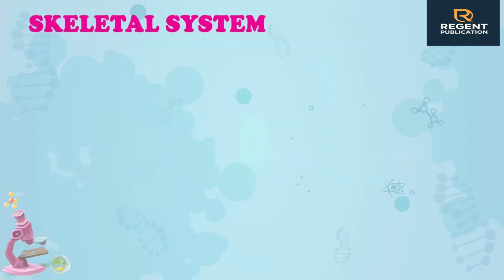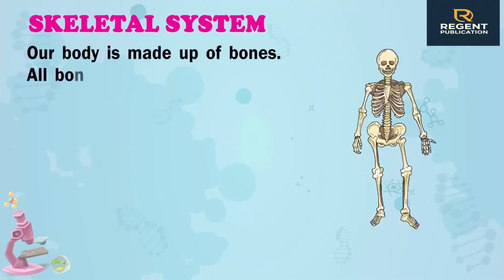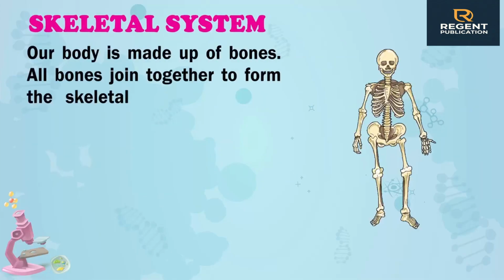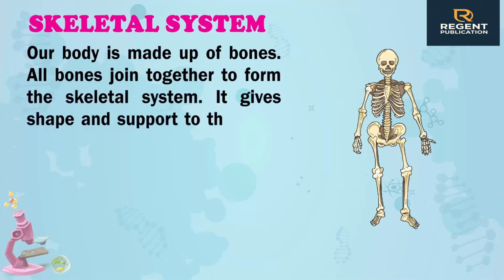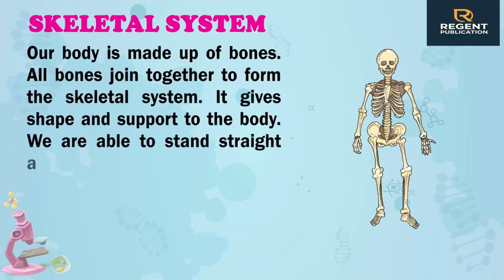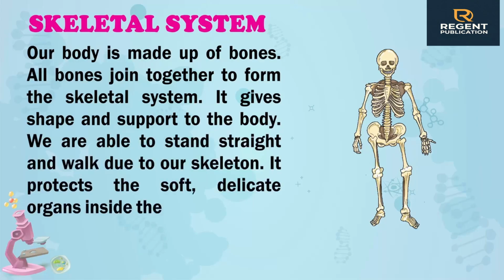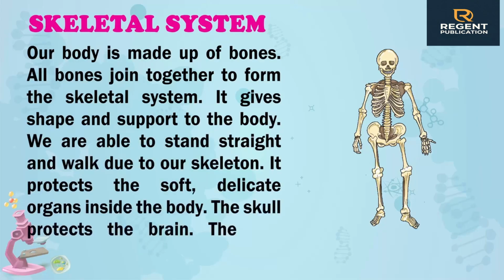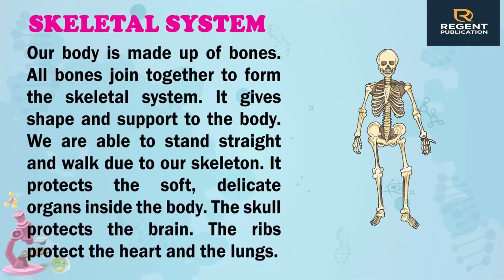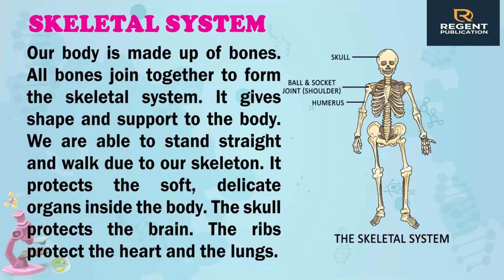Skeletal system. Our body is made up of bones. All bones join together to form the skeletal system. It gives shape and support to the body. We are able to stand straight and walk due to our skeleton. It protects the soft, delicate organs inside the body. The skull protects the brain. The ribs protect the heart and the lungs.